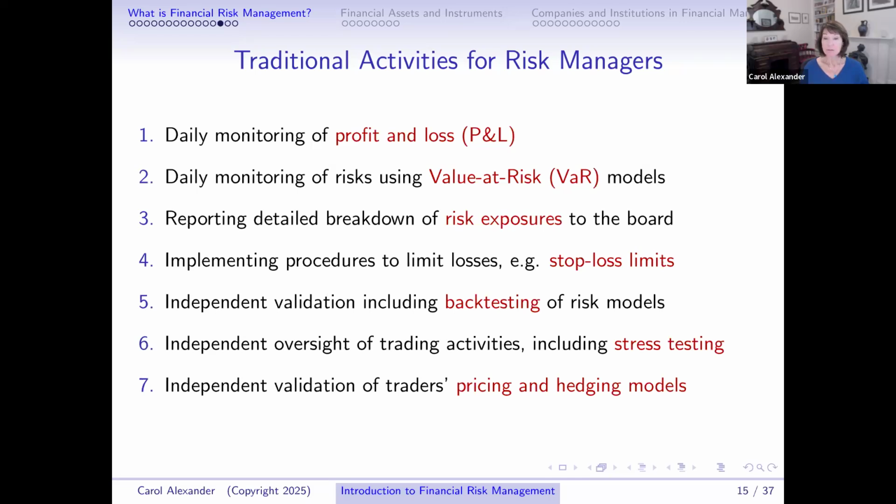A detailed breakdown of risk exposures is at a more senior level, if you became a senior risk manager, and implementing procedures to limit losses, for example, stop loss limits. These are the things that you would say to traders that they need to put on stop losses, or, for example, if they're options traders, they need to limit their delta, gamma, vega, Greeks. These are exposures to different types of risk factors. They need to limit those too.